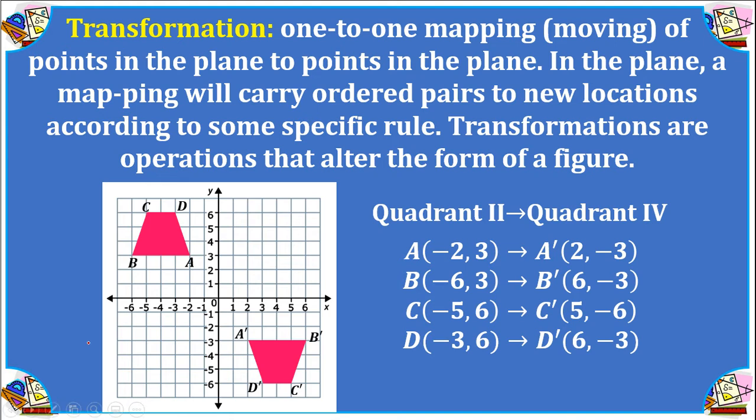So a transformation is simply just moving a shape or a point on the coordinate plane. And it is called a one-to-one mapping. We are going to begin with our original point or shape, and we are going to transform it, and it will have different ordered pairs. So you can see here that our original shape, this quadrilateral ABCD, has now moved into quadrant 4, A prime, B prime, C prime, and D prime. So this is an example of a transformation.